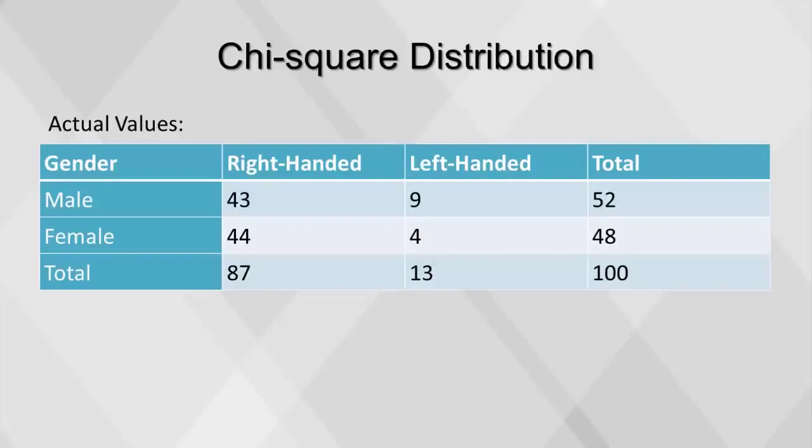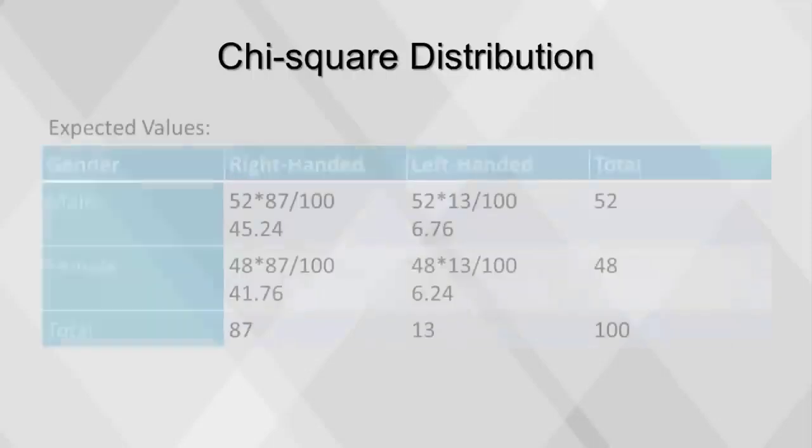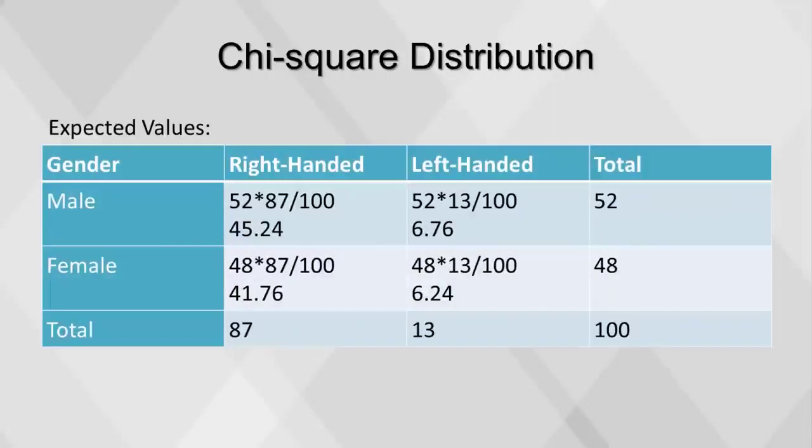In other words, we want to know if the dominant hand is dependent on gender. To calculate the expected values for each cell, multiply the relative horizontal and vertical dimension totals and divide by the number of total observations. In this example, to calculate the expected value for right-handed males, multiply 52, the total number of males, by 87, the total number of right-handed people, and divide by 100, the total number of people. Similar calculations are done for each cell.